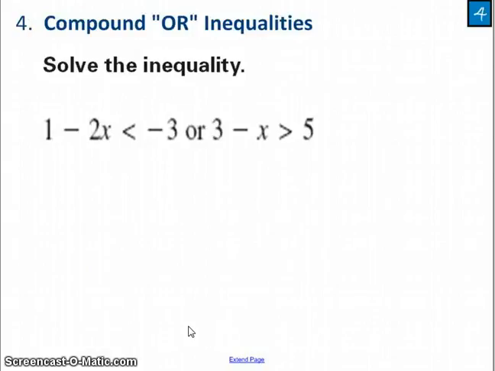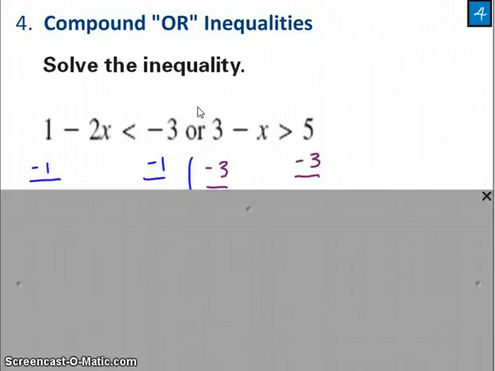Okay, let's talk about the compound OR inequality. These are actually much easier to solve. The only challenge is you've got double the work. So essentially what you do is you split it in half. What this says is that 1 minus 2x is less than negative 3, or 3 minus x is greater than 5. Well, that means I've got to figure out what happens over here and also what happens over there.